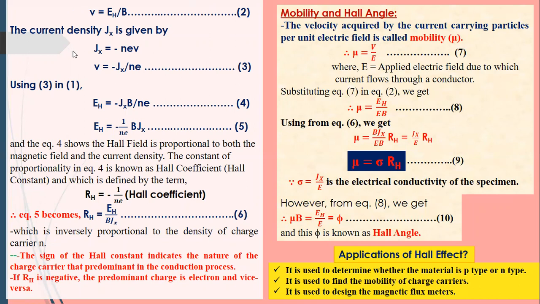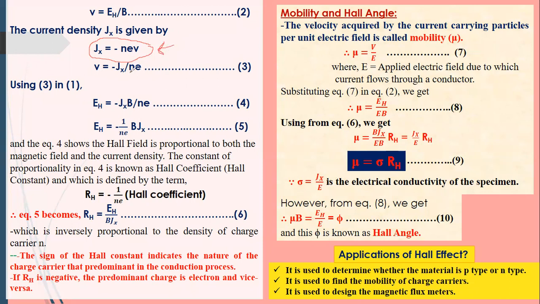But we know the current density, whatever amount of current is passing through the metal slab, is denoted by Jx, and Jx is nothing but minus NeV. Here N is the density of mobile charge, e is the electron charge and V is the voltage. This is the current density equation which we have already discussed in our previous chapter.